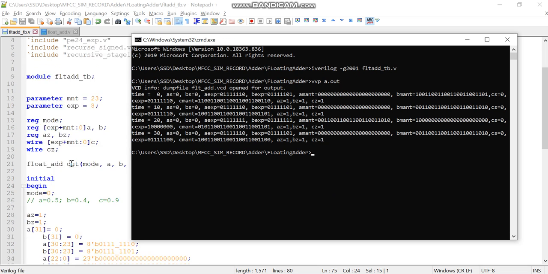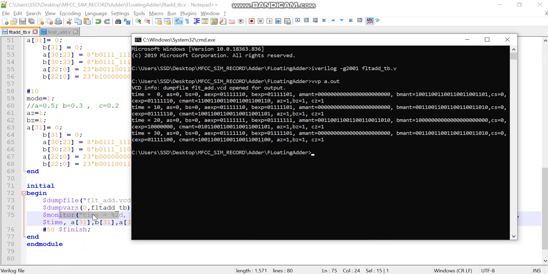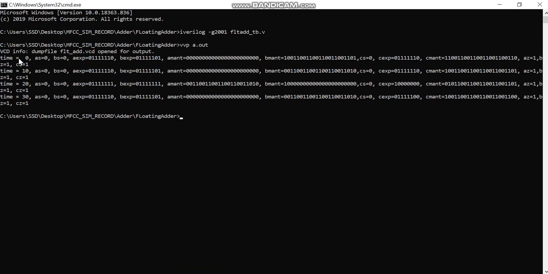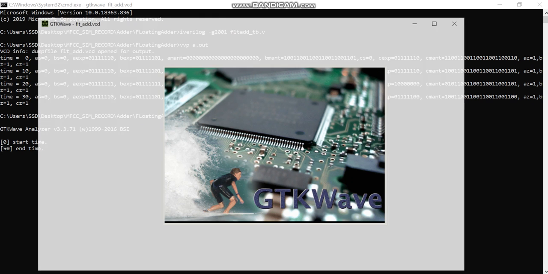Here the outputs are all given in binary, since I have written the $monitor statement that way. This is to get a clear understanding of separate sign bits, exponent bits and mantissa bits. A exponent and B exponent, A mantissa and B mantissa are the inputs. CS is the output sign bit, and C exponent and C mantissa are the output exponent and mantissa bits. Now we can view the same in the waveform viewer using GTKWave. We call the value change dump file that is generated from the test bench.